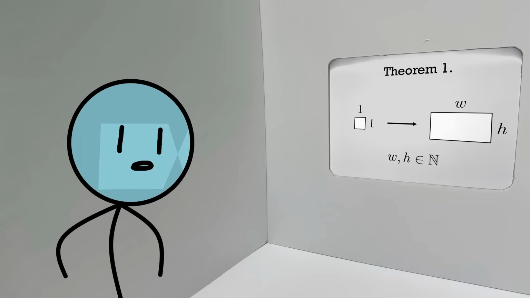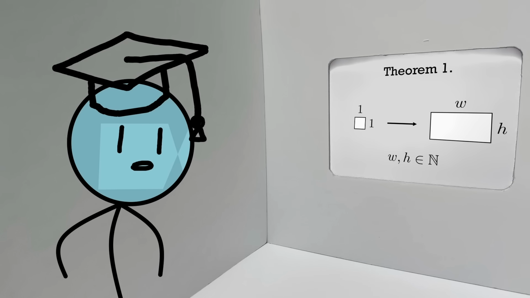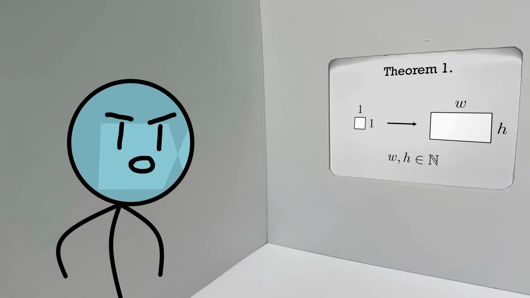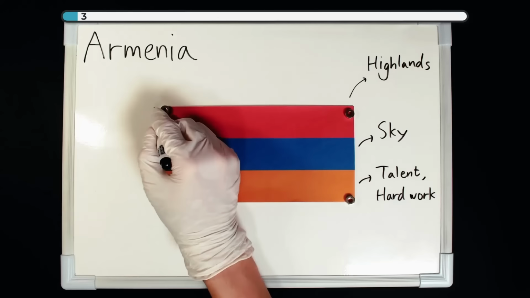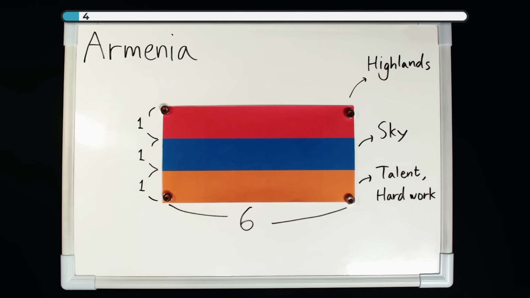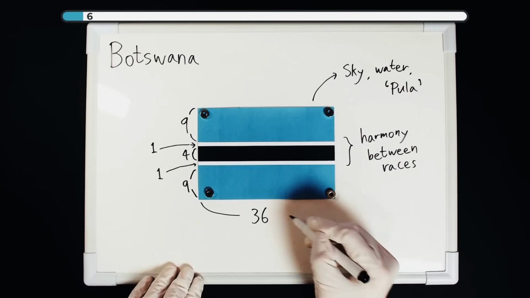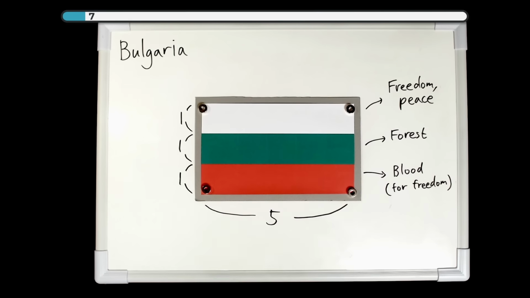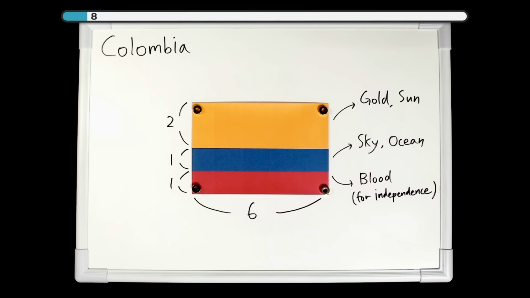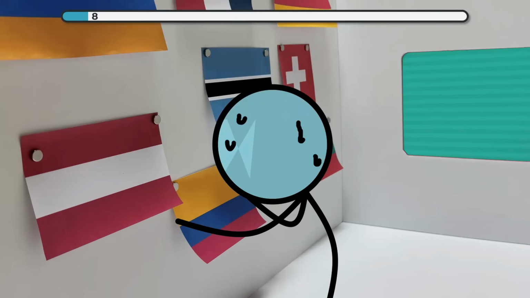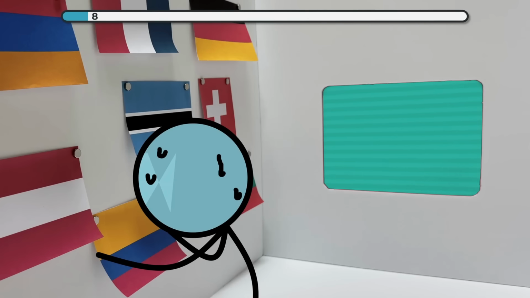What was that? Why are there theorems in my video? Because this is a highly academic video. Whatever. Let's get going. Let's just go through all the flags that can be drawn this way. Let's start with horizontal stripes. So we've got Armenia, Austria, Botswana, Bulgaria, Colombia. Oh, what's with this drum beat? It's for better viewer engagement.